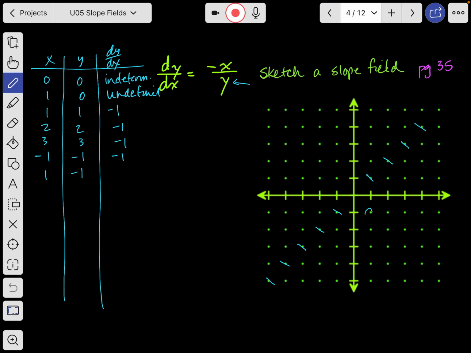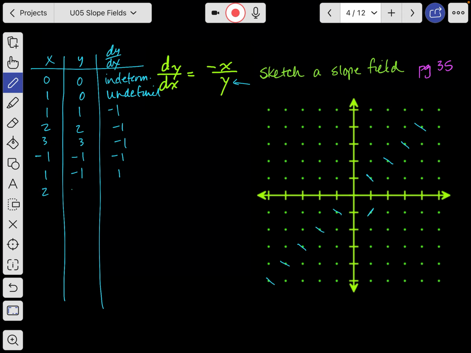And you can pretty much start anywhere. I'm taking this point so I can look at the diagonal in the opposite direction. So if I have 1, negative 1, that's going to give me a slope of positive 1 because the double negative will give me a positive. And so I know that that point's going to have a positive 1 slope.